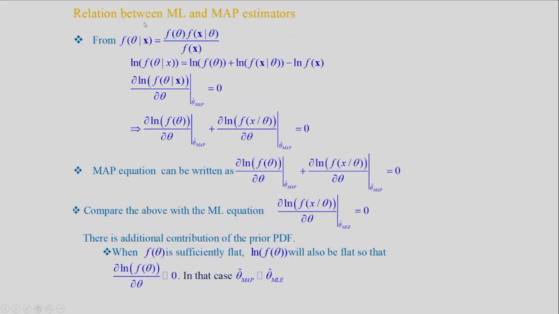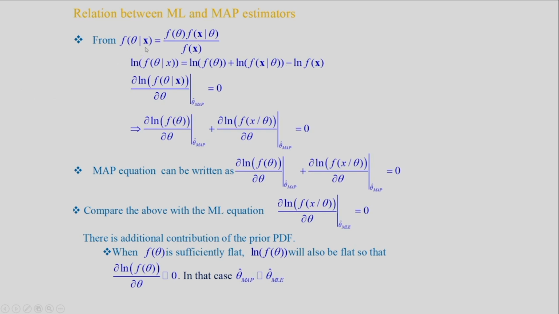Now let us see the relation between ML and MAP estimators. From f of theta given x equal to f theta into f of x given theta divided by f x, we can write log of f theta given x is equal to log of f theta plus log of f x given theta minus log of f x.